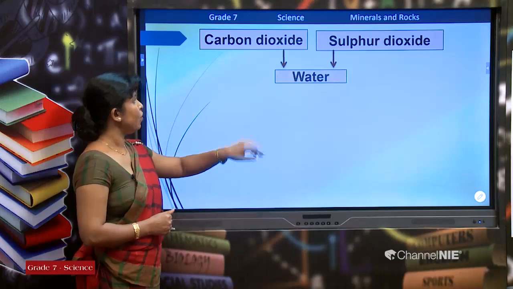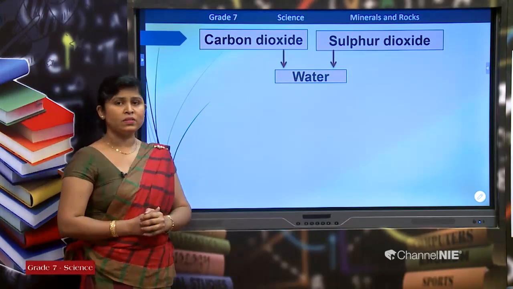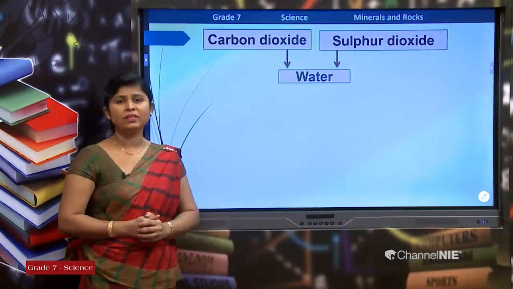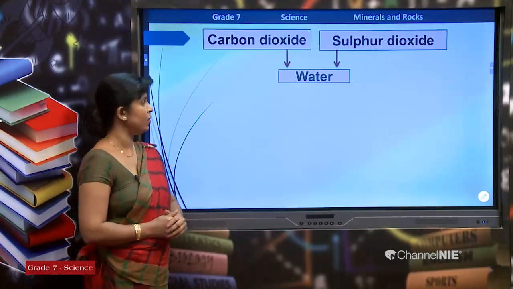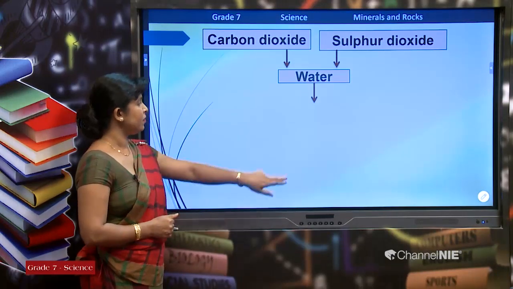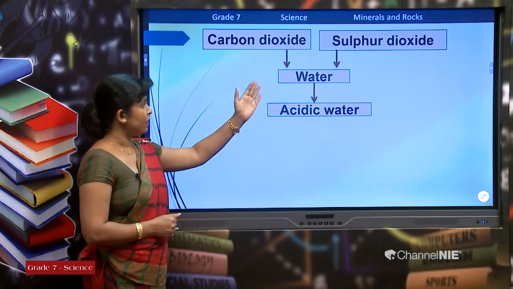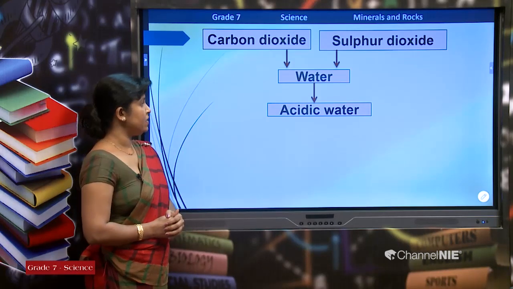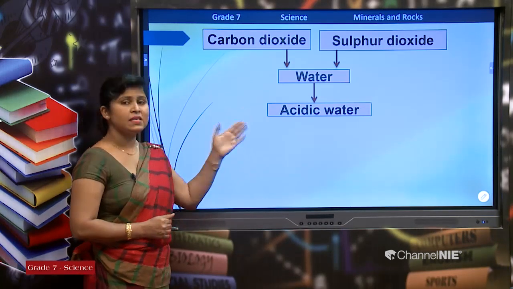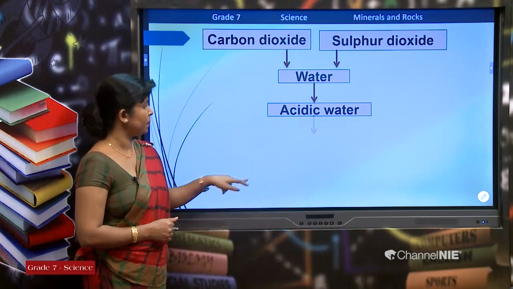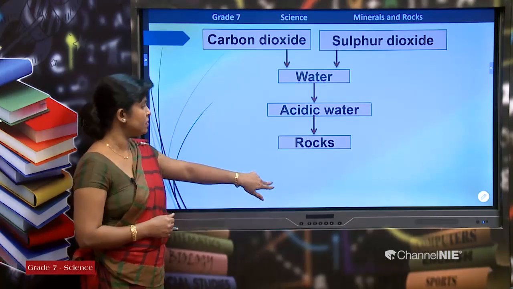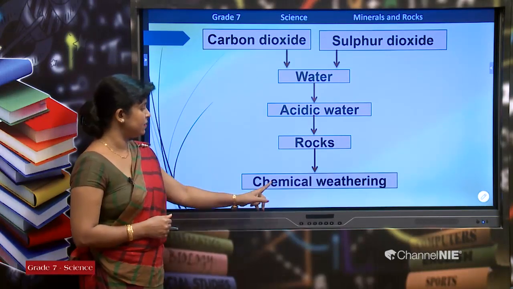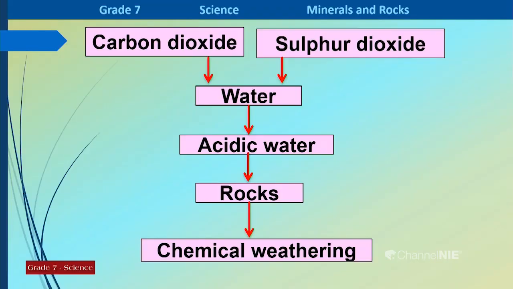Both carbon dioxide and sulfur dioxide can be dissolved in water. Then, when the carbon dioxide and sulfur dioxide dissolve in water, it becomes acidic water, right. When acidic water falls onto the rocks, they get subjected to weathering. It is chemical weathering. I think you can easily understand this diagram.